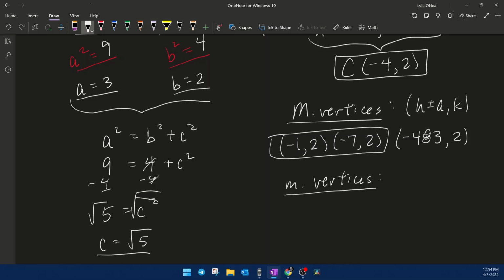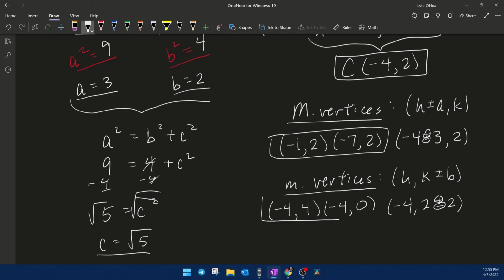And next, the minor vertices we said would be h comma k plus or minus b. And so again, doing a little plug and play, h is negative 4, k was 2, plus or minus b was also 2. And then writing those as our two separate ordered pairs would give us negative 4, 2 plus 2 is 4. And we're also going to have negative 4, 2 minus 2 is 0.